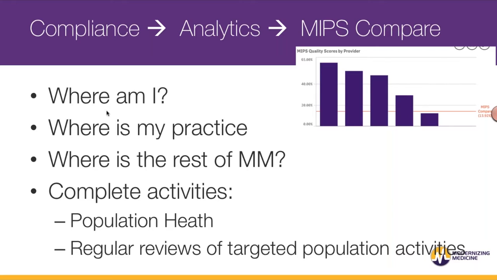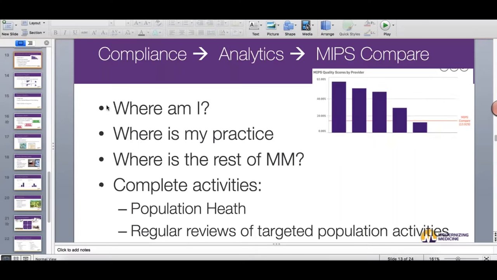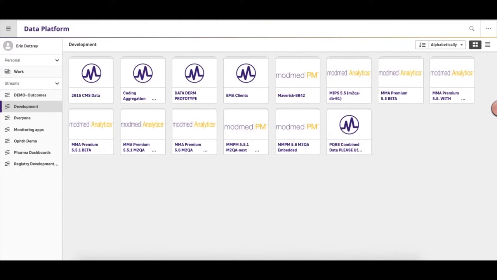From the MIPS comparison option, you can also complete some improvement activities looking at population health, as well as regular reviews of targeted population activities. And I'm going to go ahead and take you to that app now. Please understand that I'm demoing out of a test database. And so this is just to give you a feel for the look and touch points of the app.